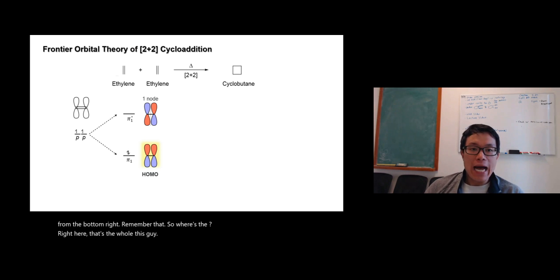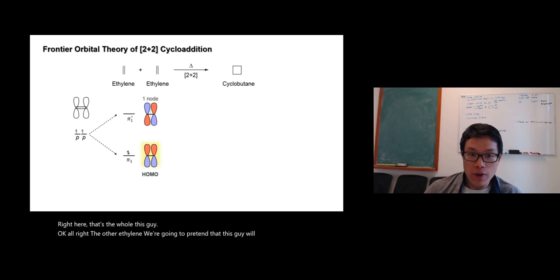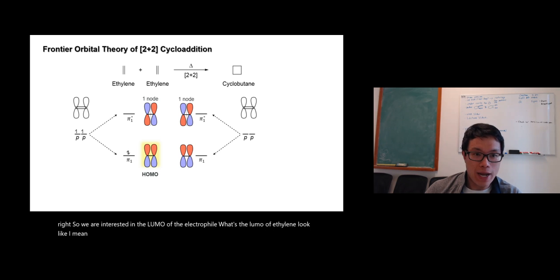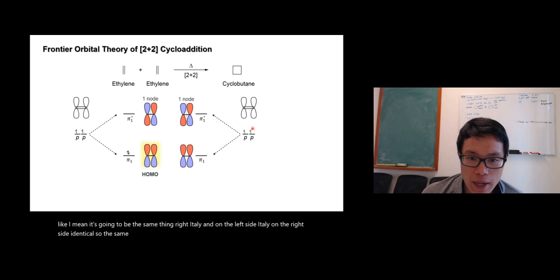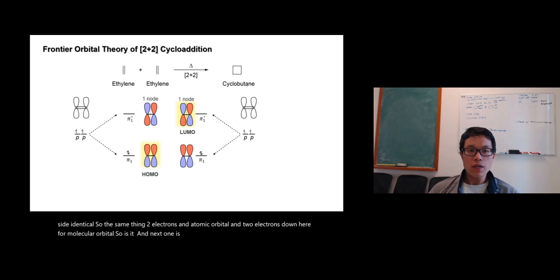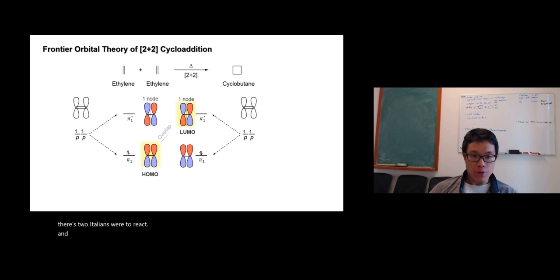For the other ethylene, we're going to pretend that it acts as an electrophile, so we are interested in its LUMO. What does the LUMO of ethylene look like? It's the same thing, since ethylene on the left and ethylene on the right are identical. There are 2 electrons in the bonding molecular orbital, and the next one up is the LUMO, right there. If these 2 ethylenes were to react, the HOMO and the LUMO would overlap.